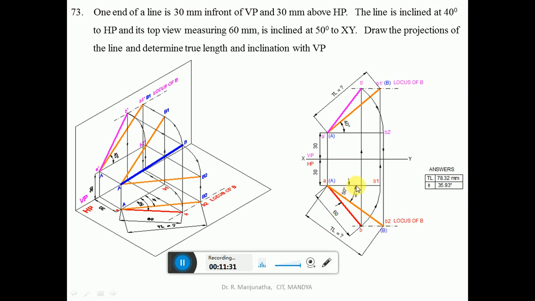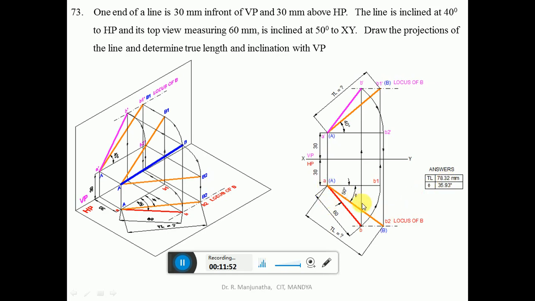So the inclination made by this with respect to VP is phi, and then the true length can be found out. By using the scale, you measure the true length of this line or this line. Both will have the same length, which will be equal to 78.32 when you are doing it in computer. When you are doing it manually, it will be 78.